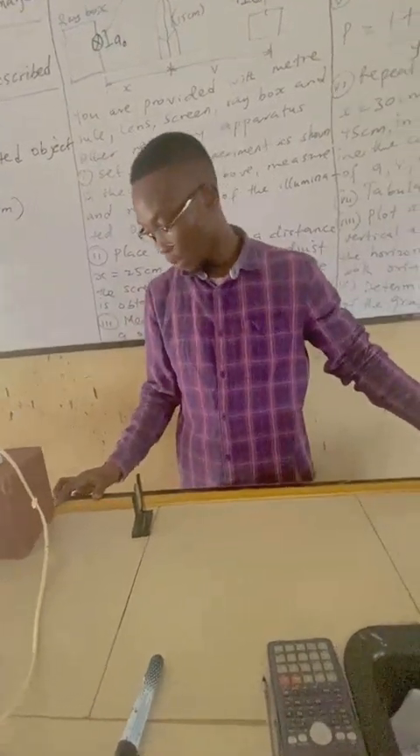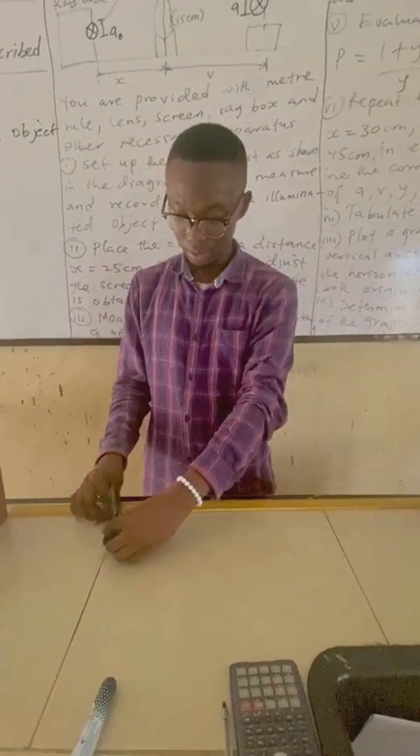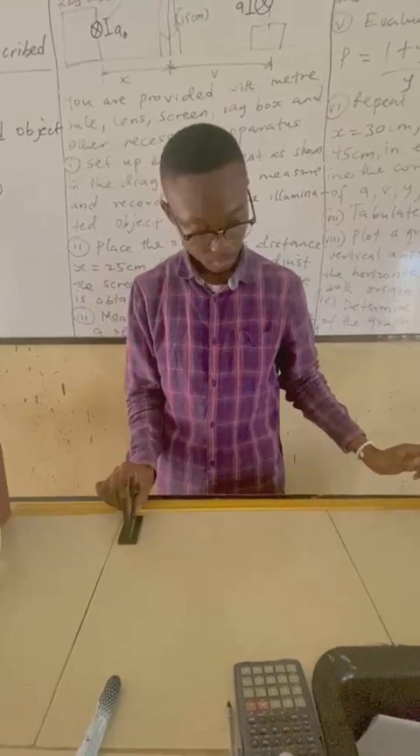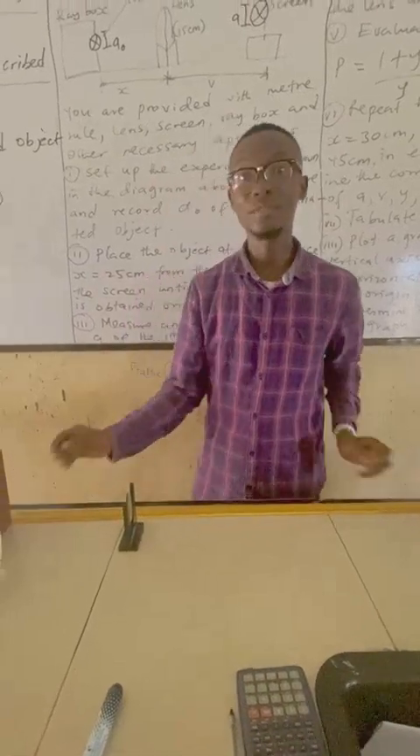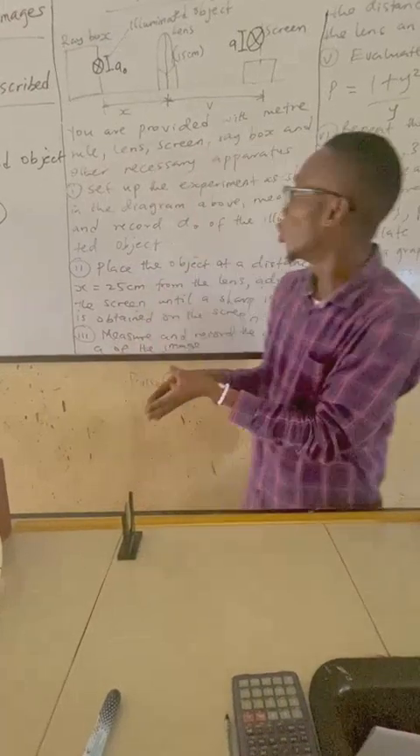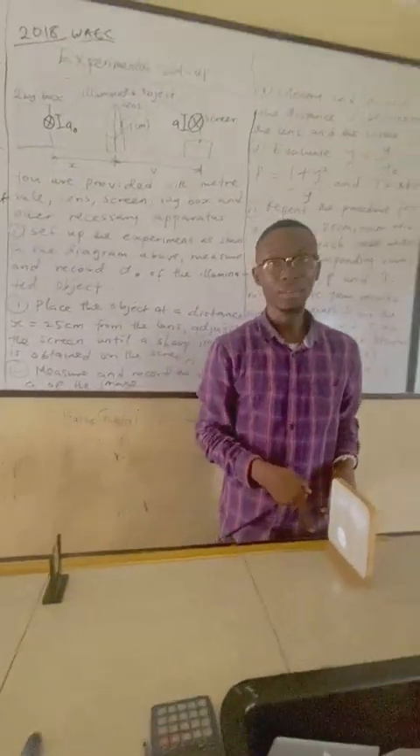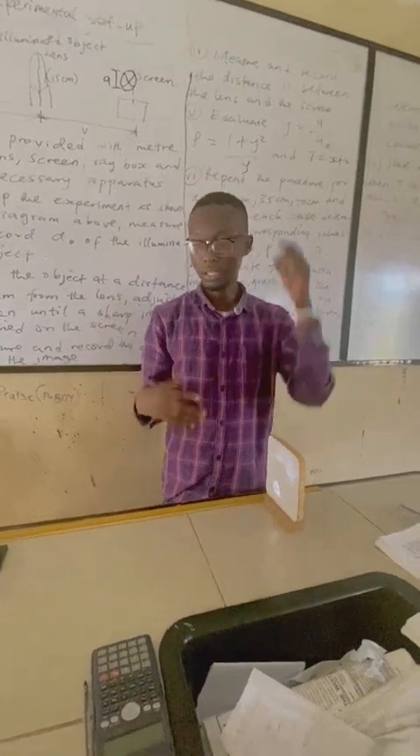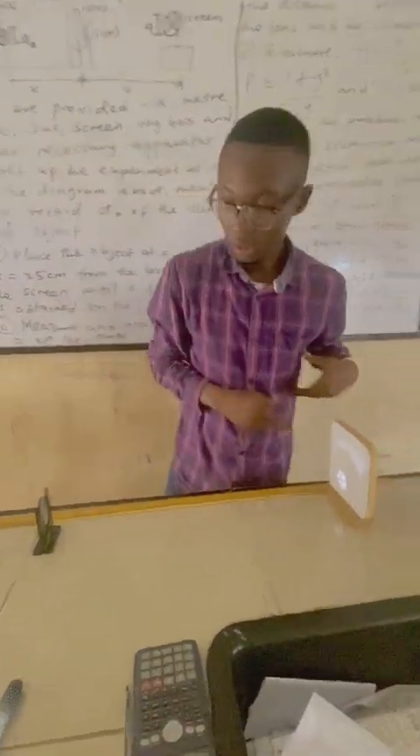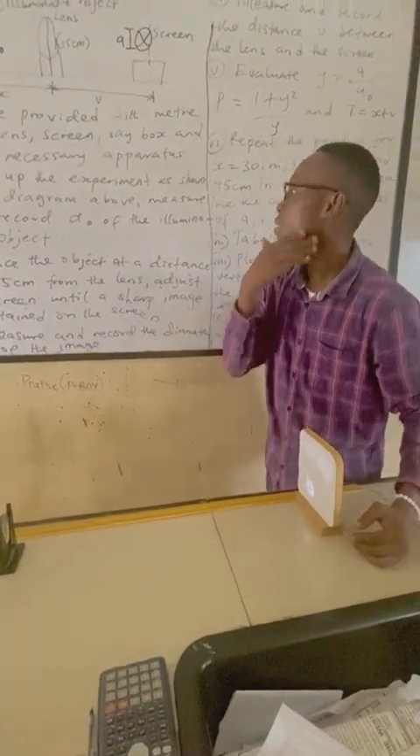Okay, so we are going to measure 25 centimeters from the ray box to the lens. So this is at 25 centimeters. And from here to here is the object distance, known as U. The object distance U. Then from here to here is V, called the image distance. So what we are going to do is adjust the screen till we get a bright image that is formed on the screen. So that's what we are going to do.